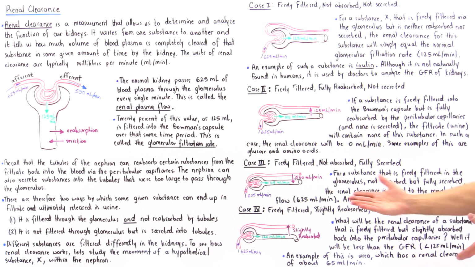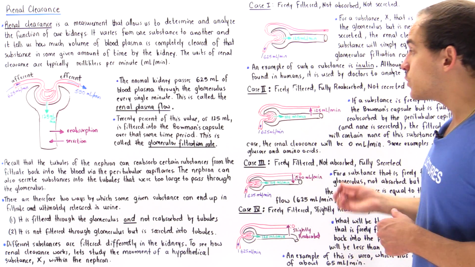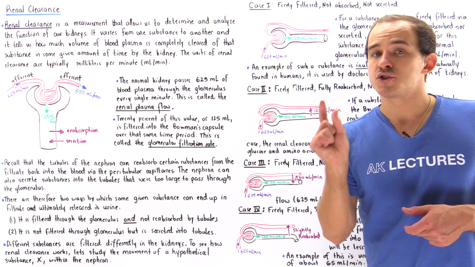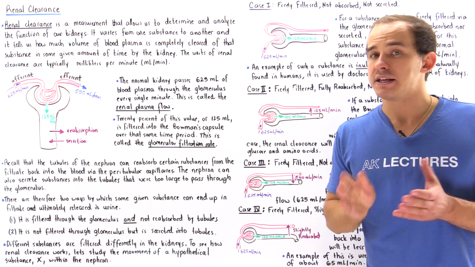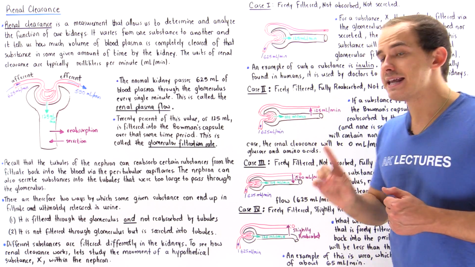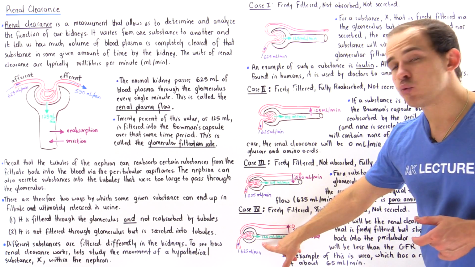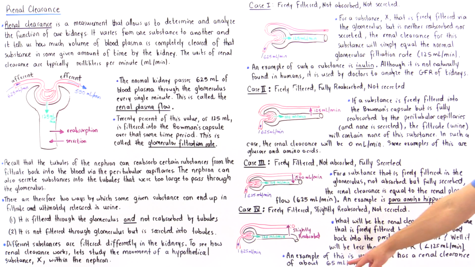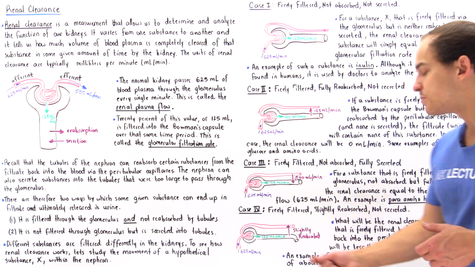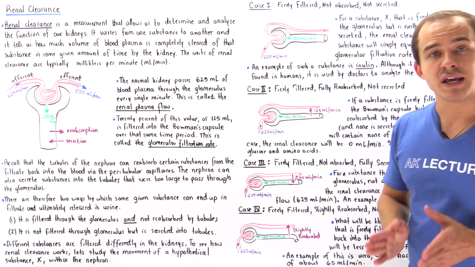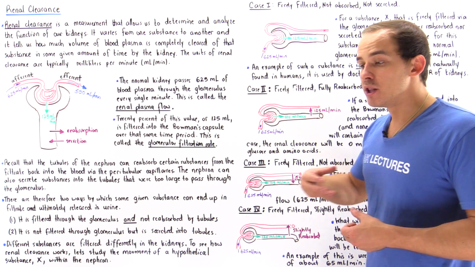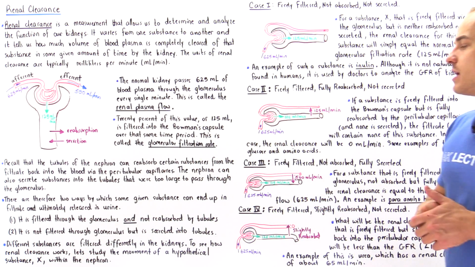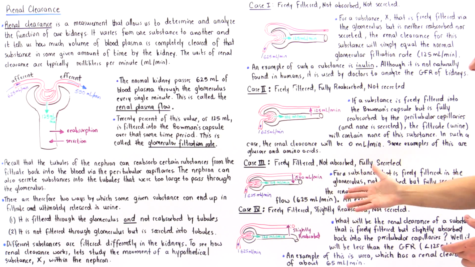Now, one example of such a substance is urea. Urea is small enough to actually filter easily through our glomerulus, but a small percentage of it is actually reabsorbed. In fact, 60 milliliters per minute is reabsorbed. And that means 125 milliliters per minute minus 60 milliliters per minute gives us about 65 milliliters per minute. So this is the renal clearance of urea. This is how much volume of blood plasma is cleared of urea every single minute by the nephron of our kidney.